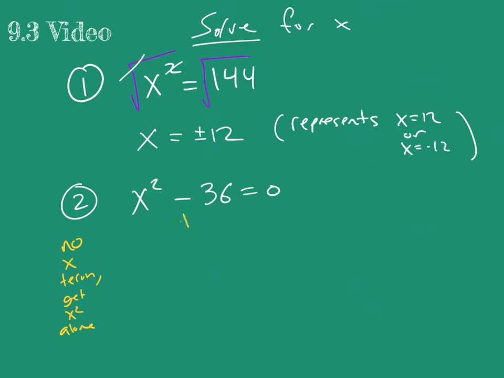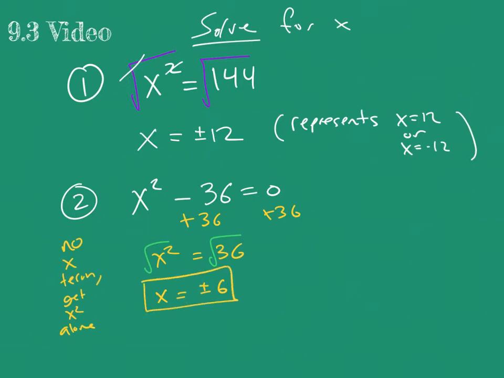So to do that, I'm going to add 36 to both sides. And so we get x squared equals 36. And now I'm in that same spot as problem number 1. Let's square root both sides. So that gives me x equals plus or minus 6. Positive or negative 6. And there's my answer.